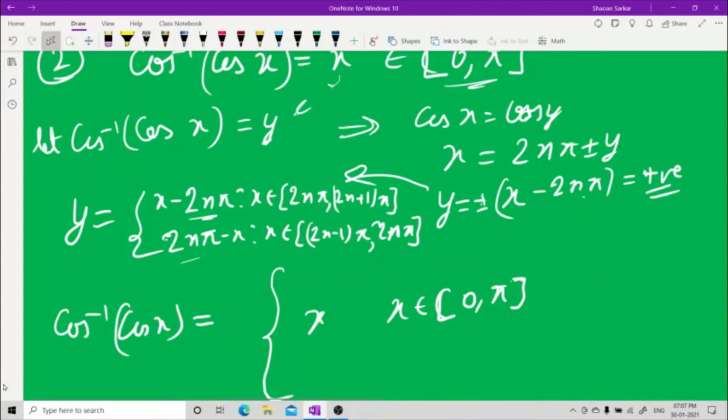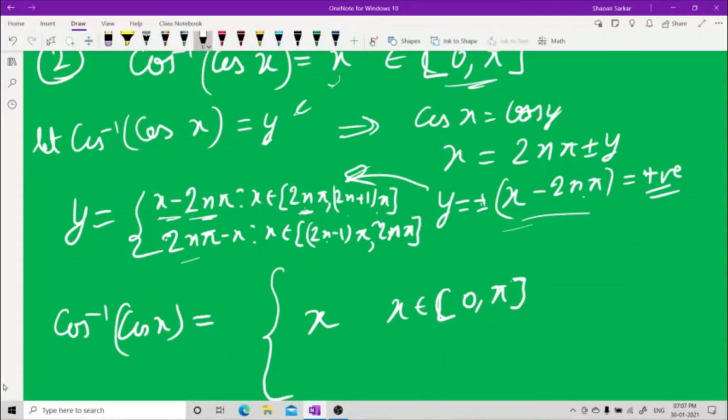In this case, you take n equal to 0, and x is between 0 and pi, and you get y equal to x from here also. Now you take n equal to plus 1. Sorry, I was talking about n equal to 0.